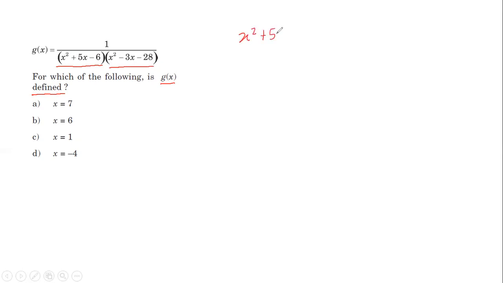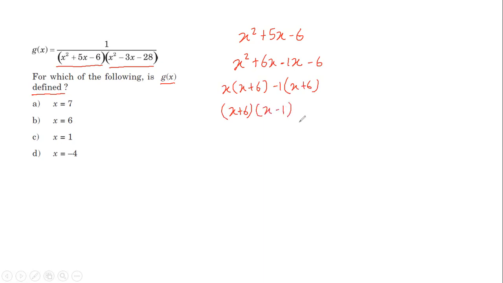So x square plus 5x minus 6. I'll just do the factorization. I want the product to be negative 6 and the sum to be plus 5. So x square plus 6x minus 1x minus 6. Be careful, the product has to be negative 6 and the sum has to be plus 5. So 6 and minus 1: the product is negative 6, and the sum is plus 5. I'll take x common, x plus 6. Then I'll take minus 1 common here, and I'll again get x plus 6. Now x plus 6 is common, so I'll factorize and get x plus 6 and x minus 1.